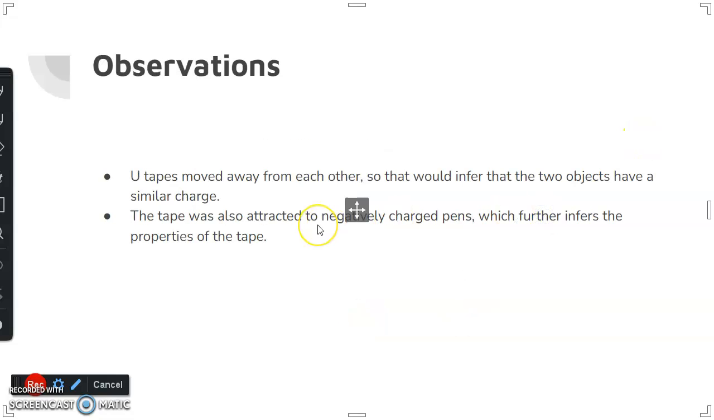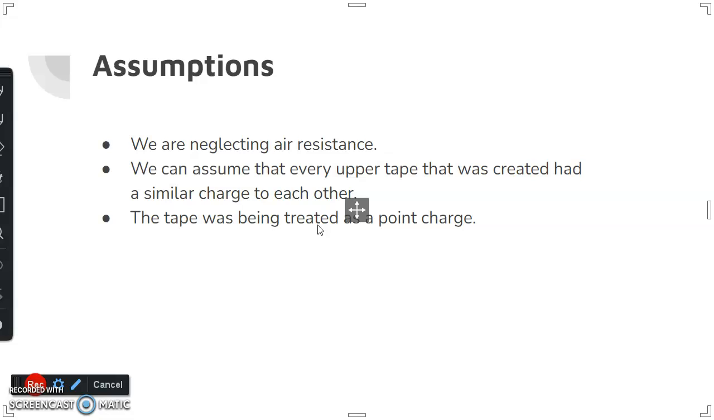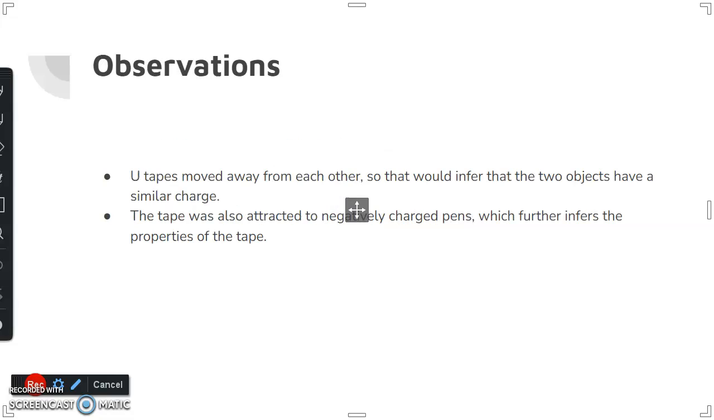Another assumption is that we're treating the tape like a point charge, even though it probably is not acting like one, because the electrons aren't just in that concentrated area. But the observation is that the U tapes moved away from each other. So that would make me think that both objects have a similar charge, and the tape was also attracted to negatively charged pins, which further means that the U tape itself is positive.